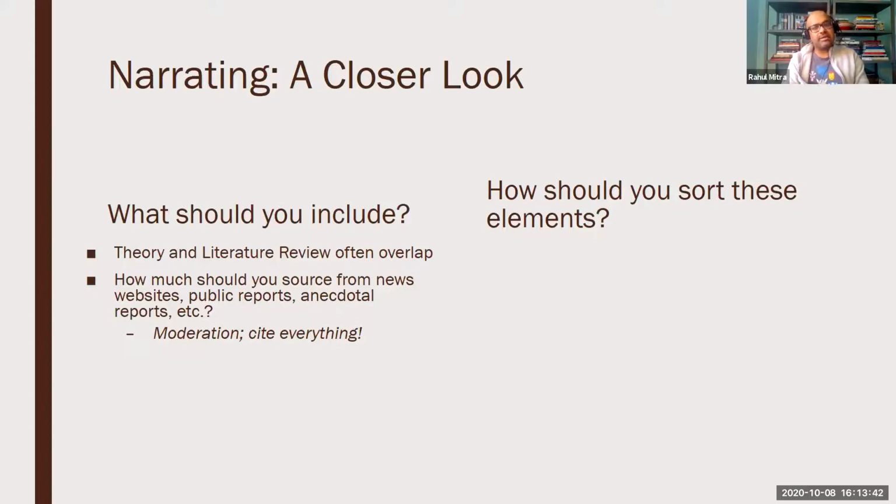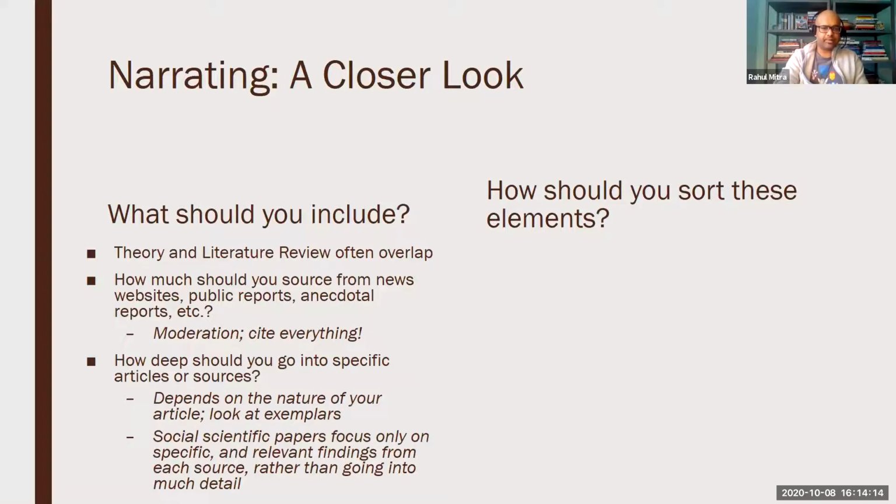If they are relevant, include them, absolutely. For instance, you might come across really great data from a public report talking about the statistics and the widespread nature of a particular social phenomena that you're examining in your paper. Of course you want to include that. You want to cite that though as well. You don't want your literature review to be entirely dominated by these non-scholarly sources, so it still should be very much a scholarly paper. And then how deep should you go into specific articles or sources?